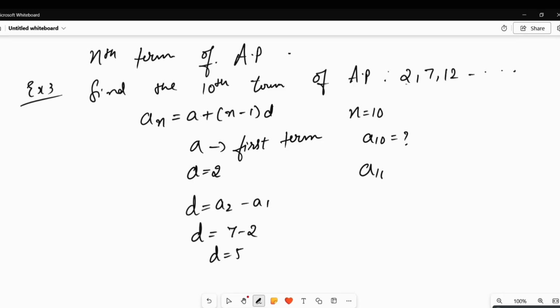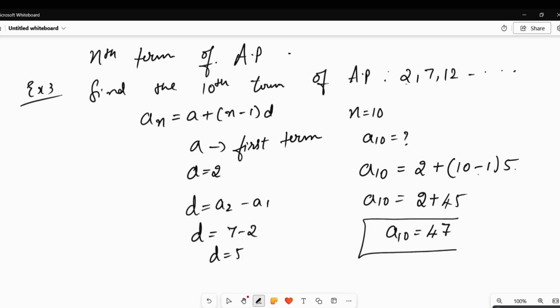So A10 is equal to A, which is 2, plus N is 10, 10 minus 1 into D, that is 5. So A10 is equal to 2 plus 9 fives are 45. So A10 will be equal to 47.